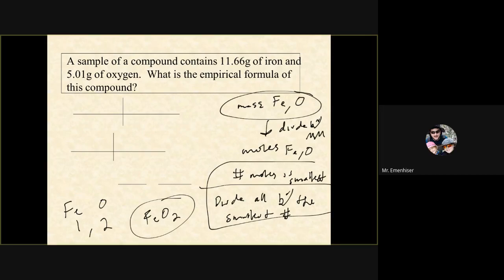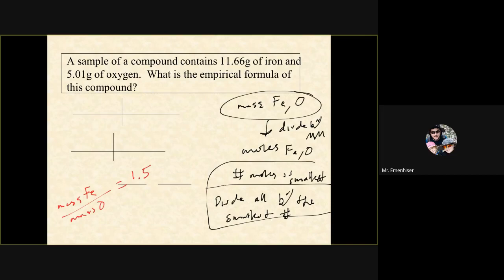Now, let's say that we got 1.5. We might run into an example like this. We might not. So let's say that we did moles of iron divided by moles of oxygen, and let's say we get 1.5. Okay, we can still figure out what the whole number is. We've got to just make it a whole number. So let's multiply this by 2. Then what do we get? 3.